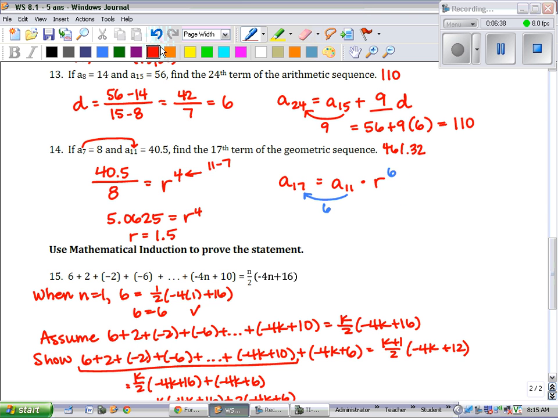Okay? So now let's plug in what we know. A11 was 40.5. R was 1.5. And then I've got a 6th degree. So when you type that in, I got 461.32.